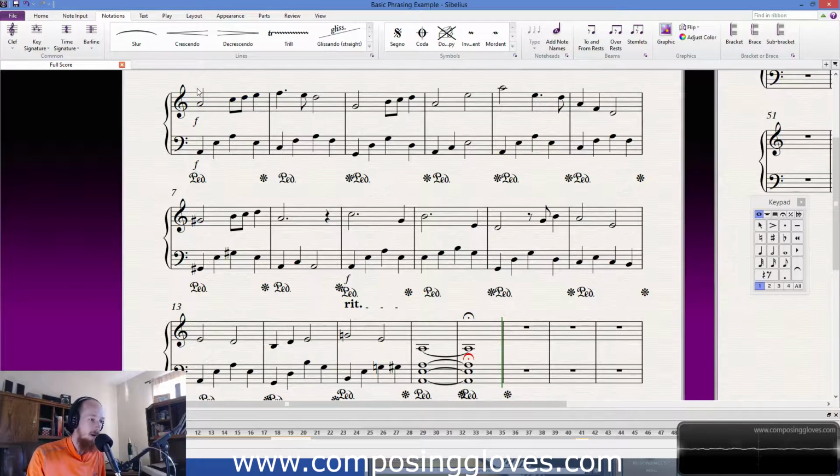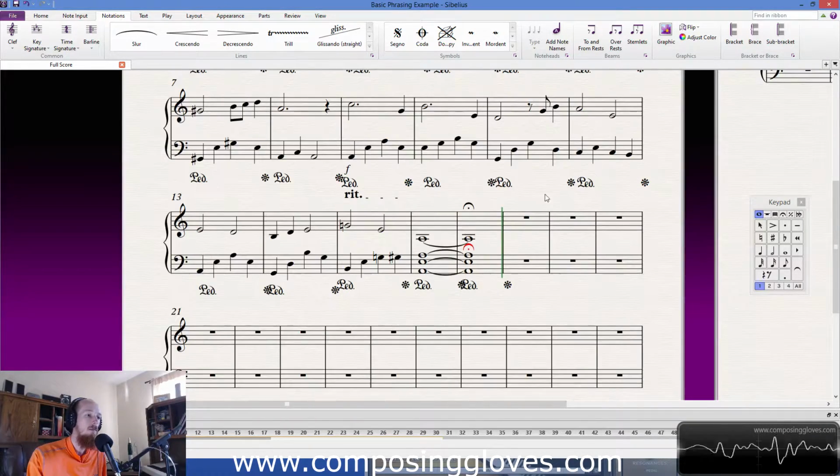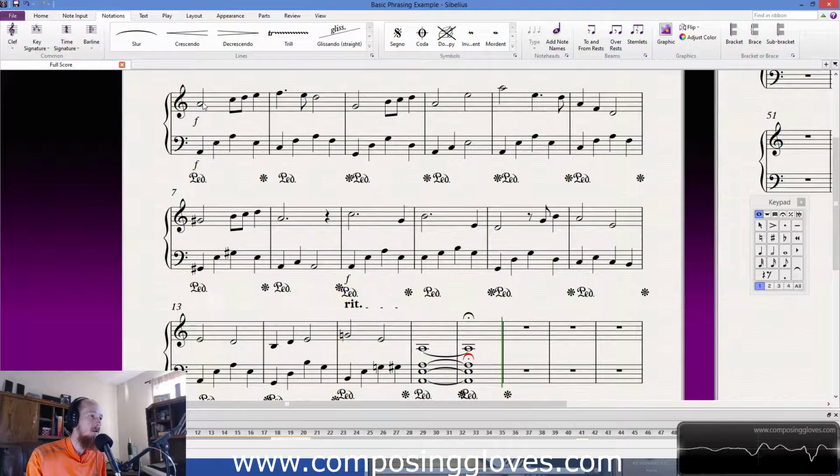So let me play it for you. I finally figured out how to get Kontakt to work with this. I did a little bit of homework and got it going. I'm learning, and I am much more proficient than I was a couple days ago at this.